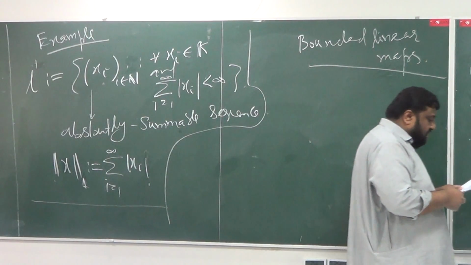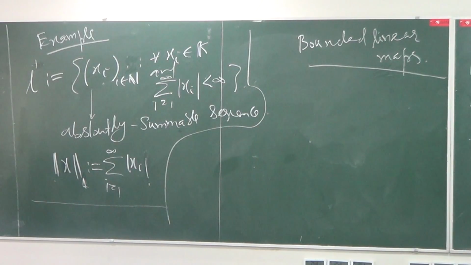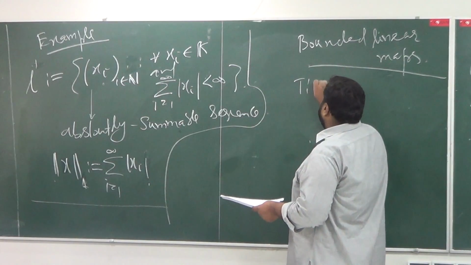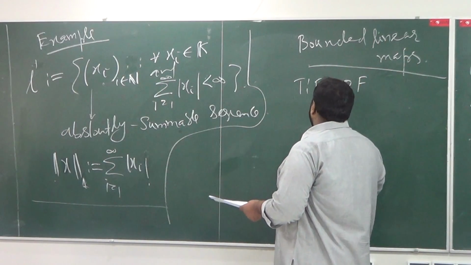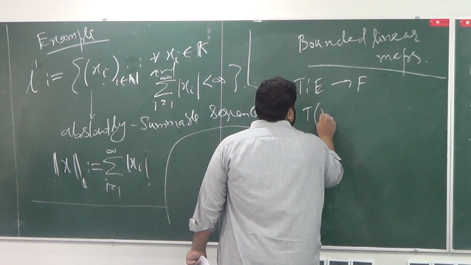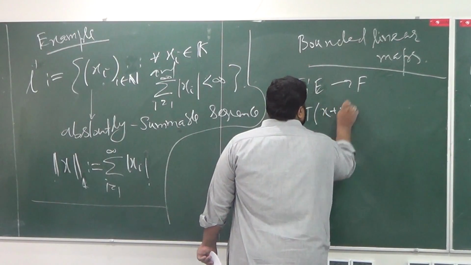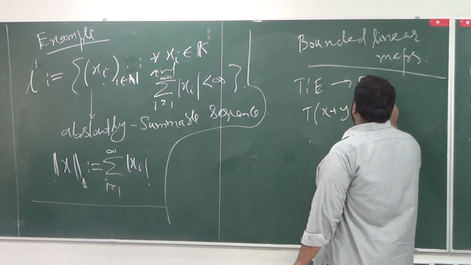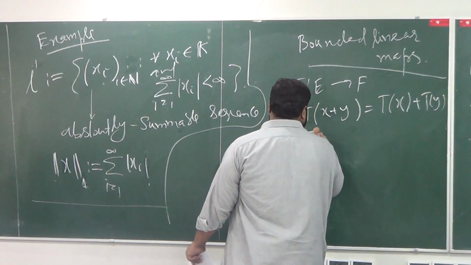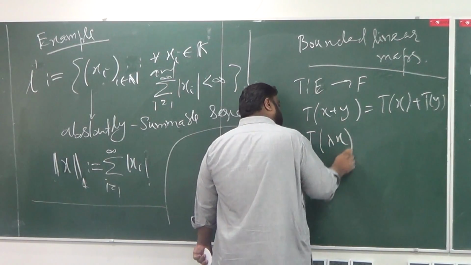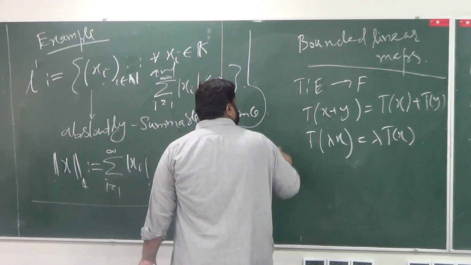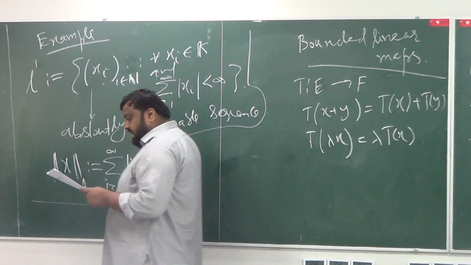I hope I don't need to tell you the meaning of a linear map between two vector spaces. T is a linear map from E to F, where E and F are vector spaces, if it behaves nicely with addition and scalar multiplication. If this is true, then T is what we call a linear map.